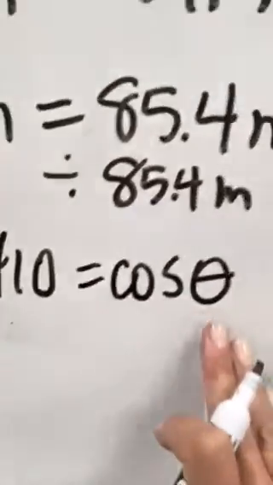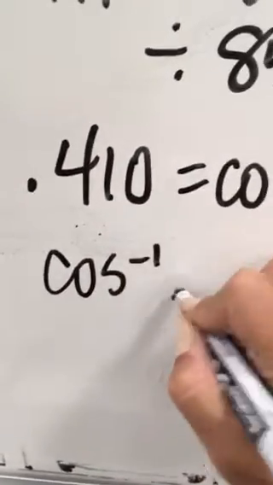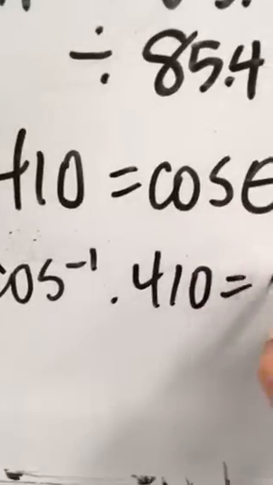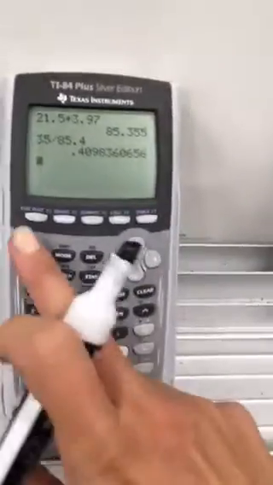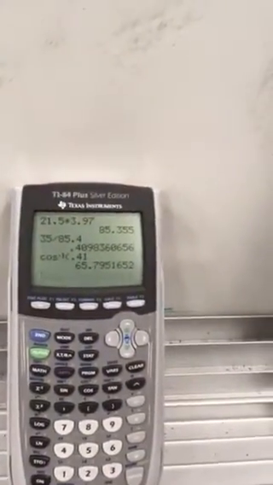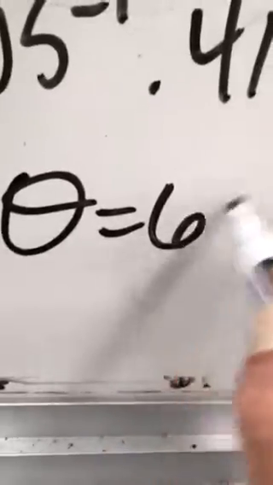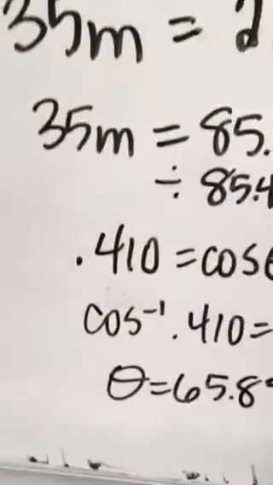To get the cosine away from the theta, I need to take the inverse. I'm going to put that in my calculator. And I get 65.8 degrees. Okay, that's problem part A.